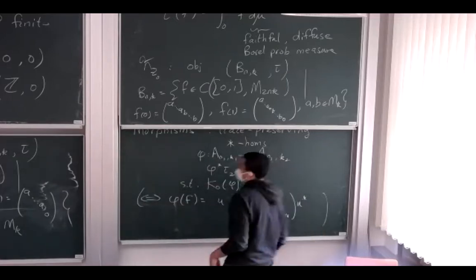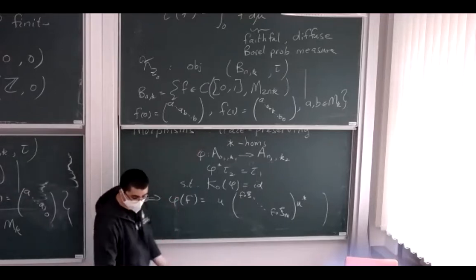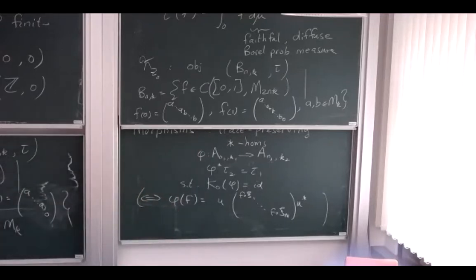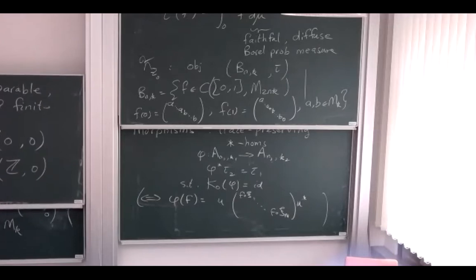So you can show that these are trace preserving is equivalent to that. The psi-i's are continuous and the unitaries are not guaranteed to be, but you can arrange for them to be if you want to, and you sometimes want to.